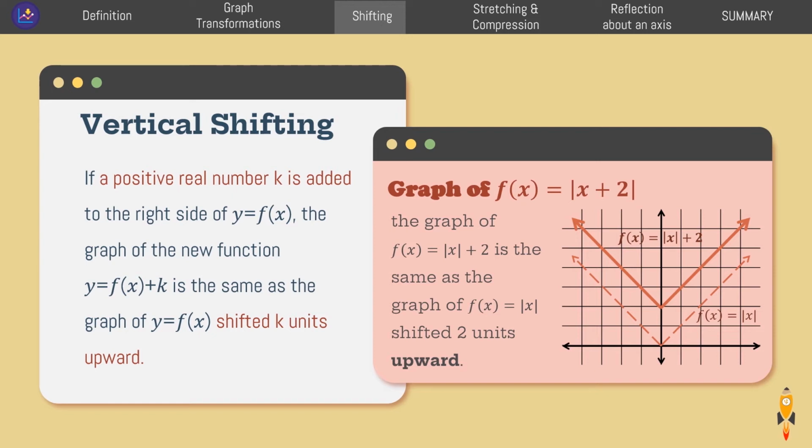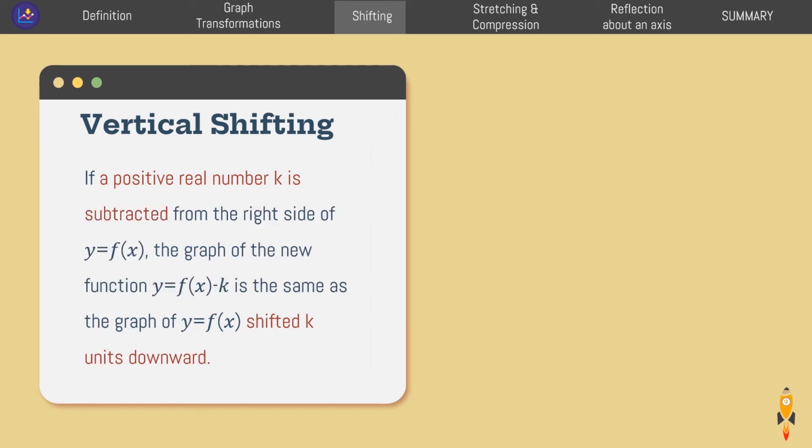Therefore, by vertical shifting, the graph of f(x) = |x| + 2 is the same as the graph of f(x) = |x| shifted 2 units upward. If a positive real number k is subtracted from the right side of y = f(x), the graph of the new function y = f(x) - k is the same as the graph of y = f(x) shifted k units downward.